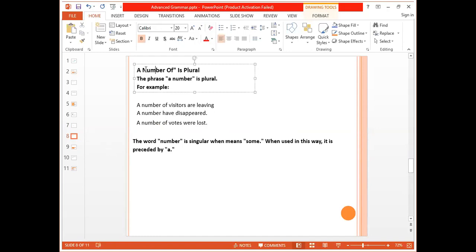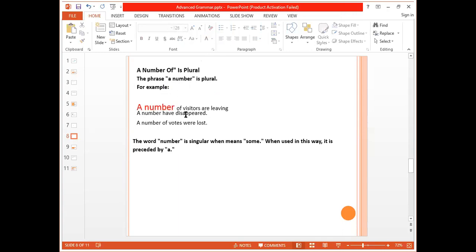Next, when we have a number of, a number is plural. It takes a plural word. A number takes what? Plural. Like for example, this one, can you see? Let me highlight it. So we have a number of visitors are leaving. A number of students are leaving. When we have the number, it is singular; a number is plural, clear? A number of students have disappeared. Or a number of words were lost.